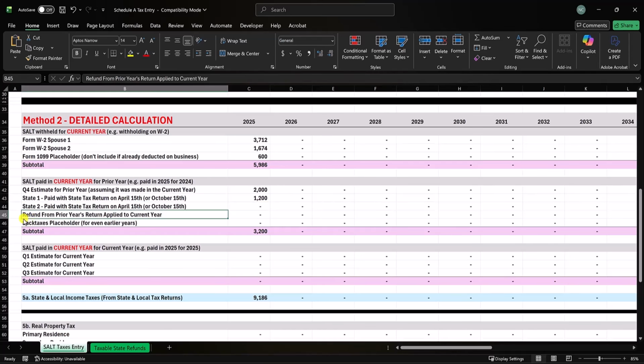The next item is going to be a refund from the prior year's tax return that you applied to the current year. So for example, let's walk through the process. You file your state tax return. Let's assume it's due on April the 15th and you paid in $1,200. You also happen to have a Q4 estimated tax payment made for that same state. So this is a grand total of $3,200.